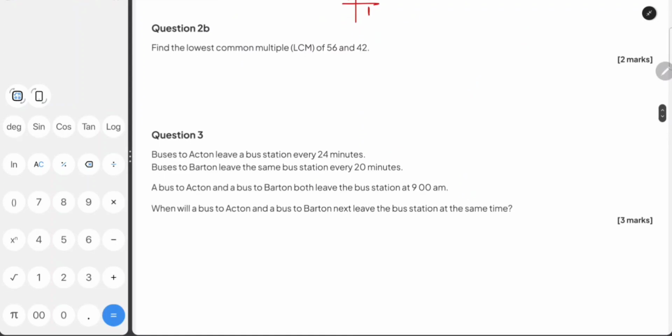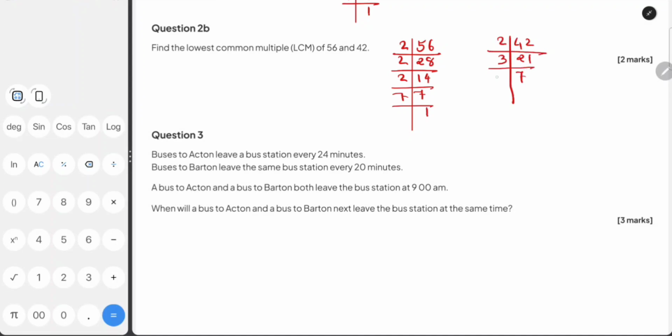Find the LCM of 56 and 42. Same, I always use the prime factorization method. So that's divide by 2 and you'll get 28, 2 14, 2 7, 7 ones are 7, and 42 divisible by 2, you'll get 21, divisible by 3, you'll get 7, and 7 ones are 7.